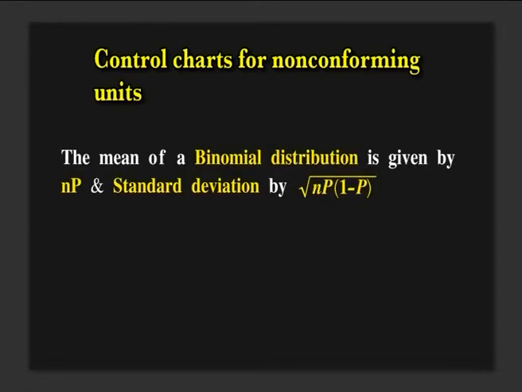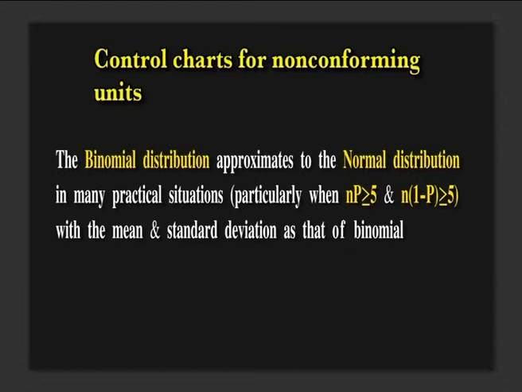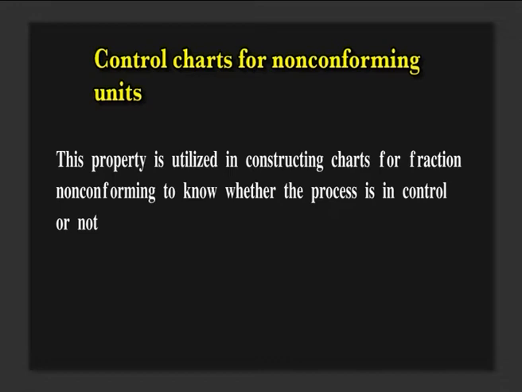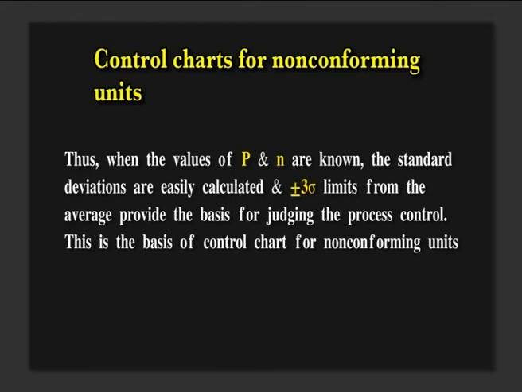We know that the mean of the binomial distribution is np and the standard deviation is root of np into (1 minus p). The binomial distribution approximates to the normal distribution in many practical situations, particularly when np is greater or equal to 5 or n into (1 minus p) is greater or equal to 5, with the mean and standard deviation as that of the binomial. This property is utilized in constructing charts for fraction non-conforming to know whether the process is in control or not. Thus, when the values of p and n are known, the standard deviations are easily calculated and plus or minus 3 sigma limits from the average provide the basis for judging the process control. This is the basis of control chart for non-conforming units.